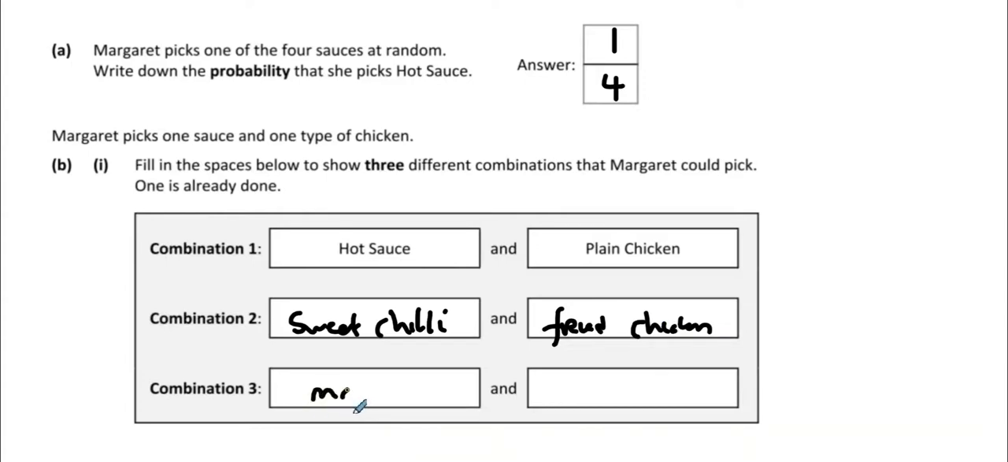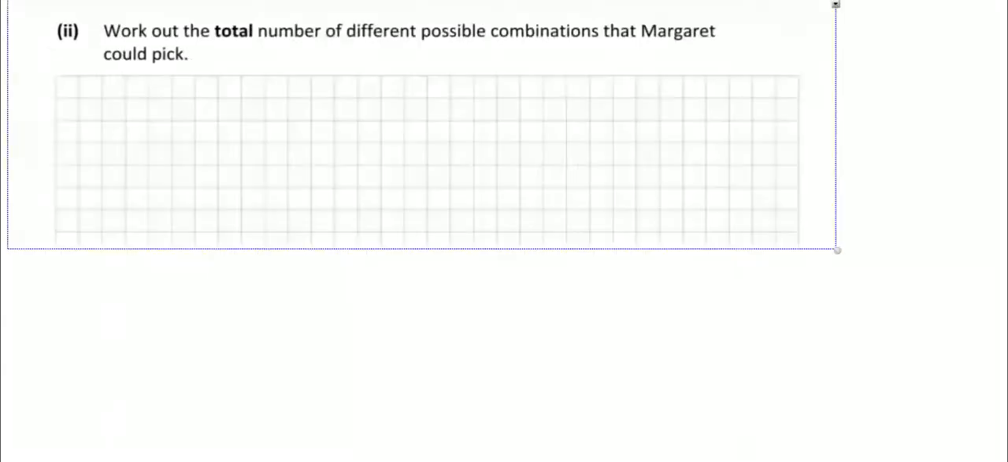Mayo and. Does everyone understand that any answer is relevant? Okay. Now, lads, next one. How many? Write down the total number of different possibility combinations that Margaret could pick.